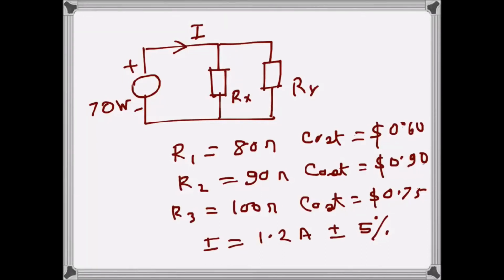Okay, so we have a 70-watt power supply and there will be two resistances in parallel. We have to choose from these three resistances given. The ohms value is given and the cost of each one is given. The criteria for selection will be that the current has to be within that range, 5% less or more than 1.2 amps, and that current means the total current supplied by the power supply, and the cost has to be minimum as well.